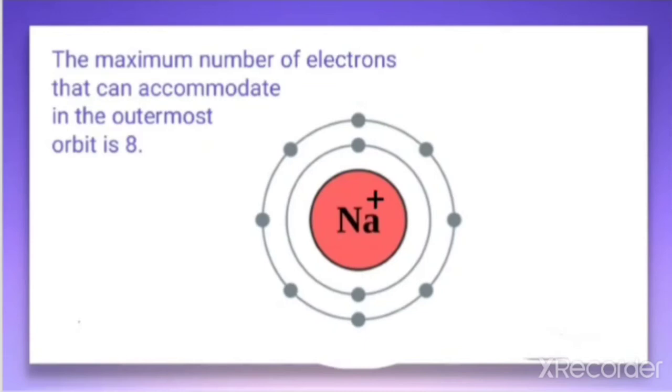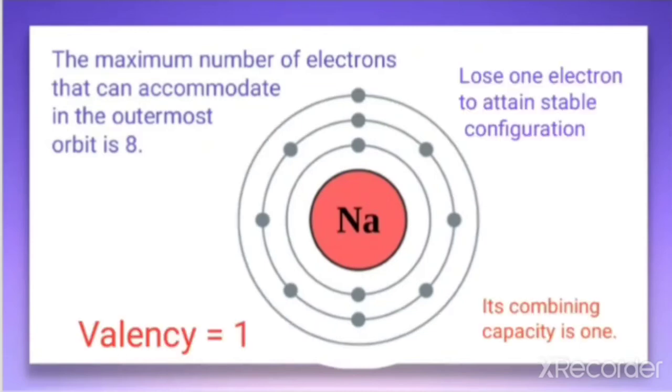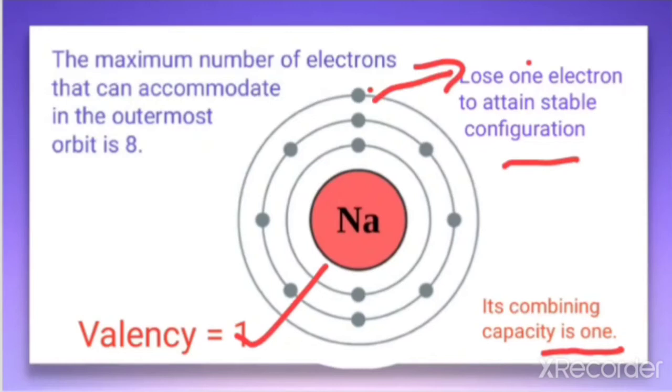So we can say that the sodium atom, having 1 electron in the outermost shell, loses 1 electron to attain the stable configuration. So its combining capacity is 1 because it is losing 1 electron. Therefore, its combining capacity is 1. Therefore, we can say that its valency is equal to 1.